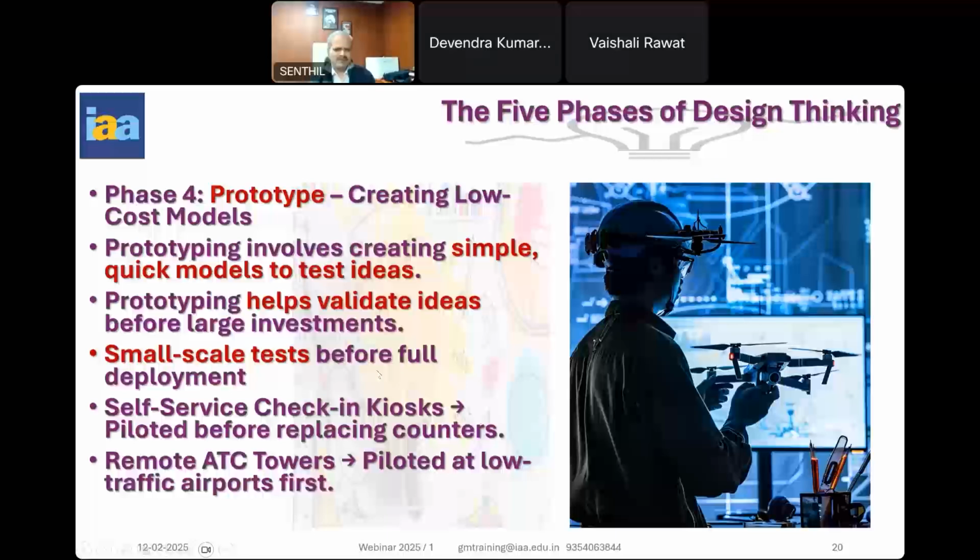For a small example, I can tell remote ATC tower. Suppose we wanted to make a remote ATC tower, we should try this with a low air traffic airport where we have very few landings, where there are not too many safety issues. The probability of safety issues is very low. We should try there. Once we try there, install, train, use it and adopt the system, then we will be comfortable to migrate to other places.